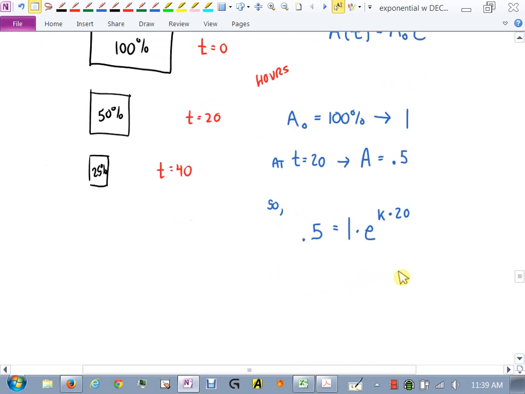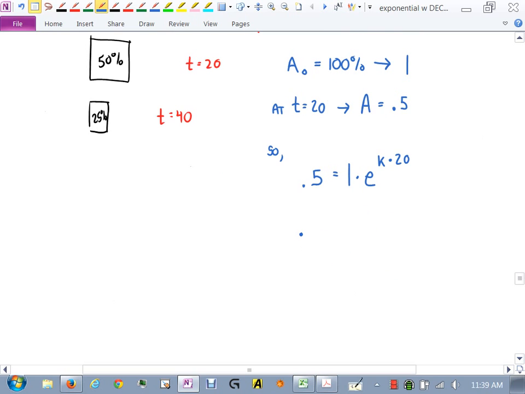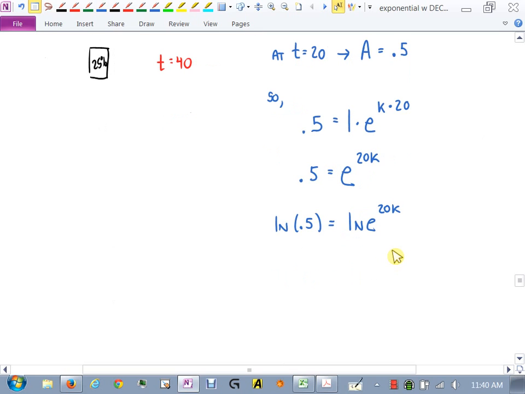Now let's actually get K. I don't need the 1 there, do I? That was just to help you see that's 100%. And K times 20 is 20K. How do I get K out of there? We have to bring natural log in on both sides. Natural log 0.5 equals natural log e to the 20K. But natural log of e to the 20K is just 20K at the end of the day, right? After we drop it out front and get rid of the natural log e. You have to figure out what natural log of 0.5 is.